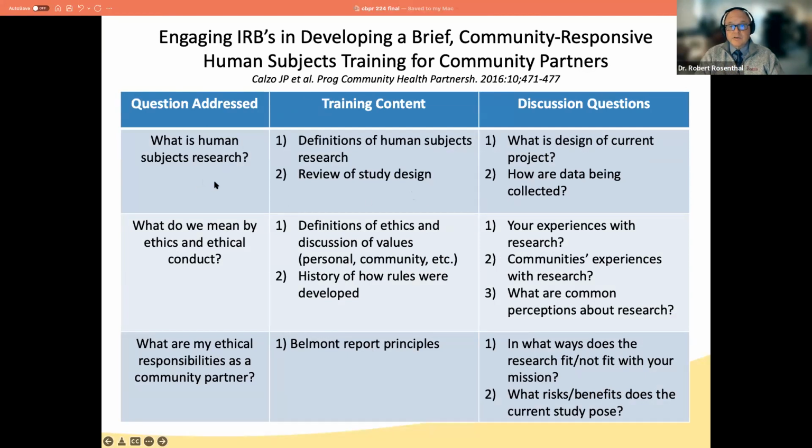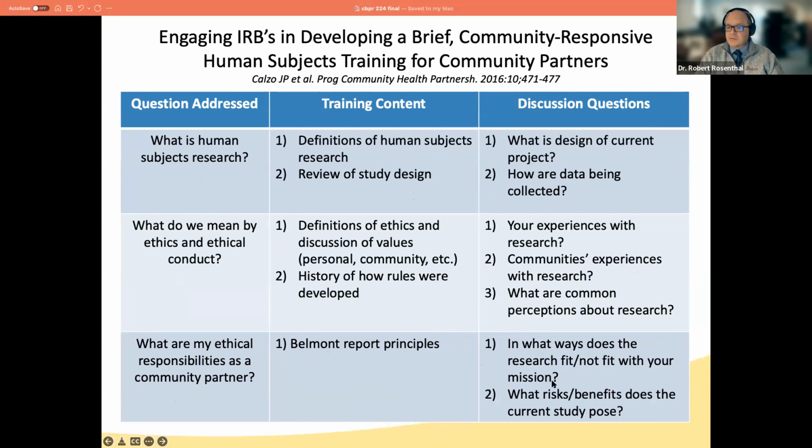The questions addressed in the training content: What is human subject research? They defined human subject research. They asked questions. What is the design of the current project? How are data being collected? What do we mean by ethics and ethical conduct? They defined ethics. They had a history of how rules were developed, and they engaged the partners with their experience with research, the community's experience with research, and what their perceptions about research were. What are my ethical responsibilities as a community partner? And they then reviewed the Belmont Report principles.